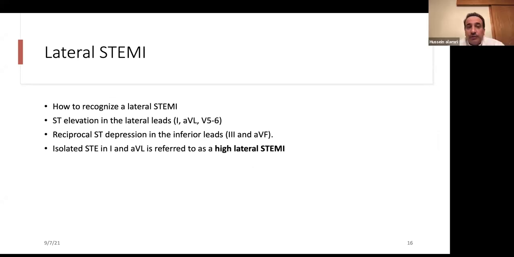So how do you recognize lateral MI? There's usually ST elevation in 1, AVL, V5, and V6. These are the lateral leads, with reciprocal changes in 3 and AVF. Sometimes isolated ST elevation in 1 and AVL is referred to as high lateral STEMI. So it only indicates diagonal infarction.